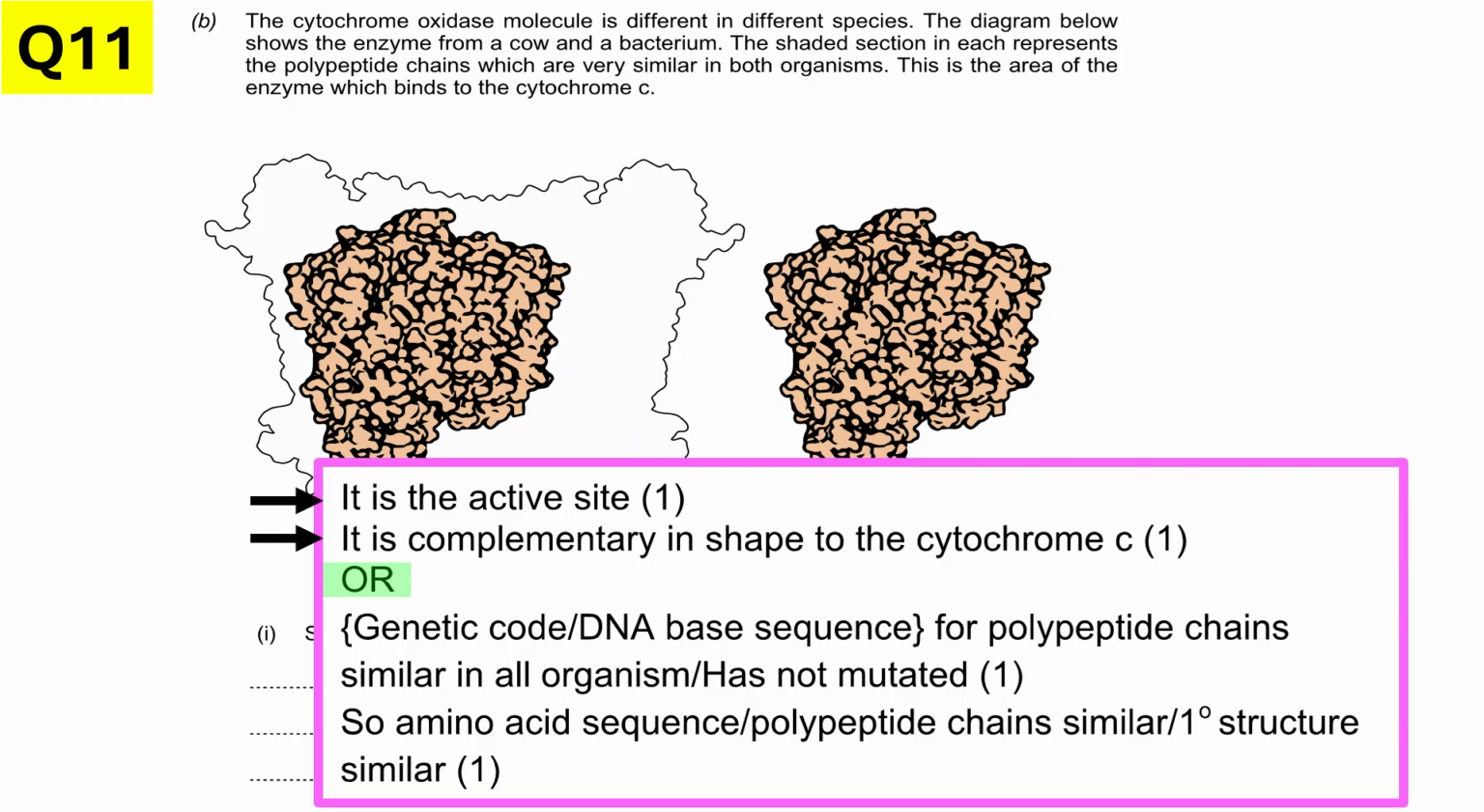Now, we could also have had an alternative answer, which says the genetic code or the DNA base sequence in the DNA that codes for the primary structure of the polypeptide chain is going to be similar in both organisms, which means the DNA base sequence is not mutated. It's very, very highly conserved, which means the sequence of amino acids in the polypeptide chain that makes these two parts to the enzyme, cytochrome C oxidase, is very conserved. It's very similar. The primary structure of the polypeptide chain is very similar, which gives a very similar tertiary structure and therefore a very similar activity.